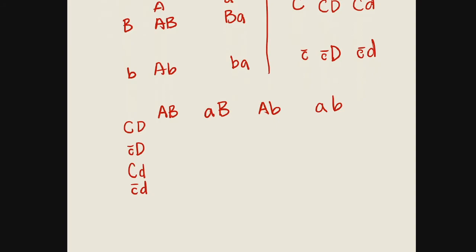What I'm doing is just breaking these up into two bits to make it easier to look at. We're crossing this with itself. We're not saying that we have this times this.